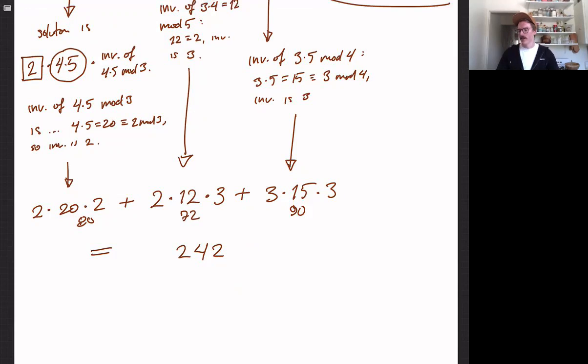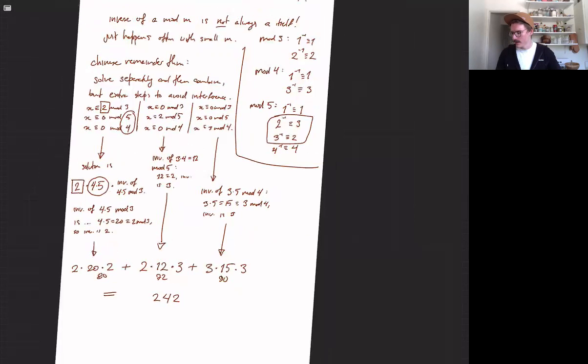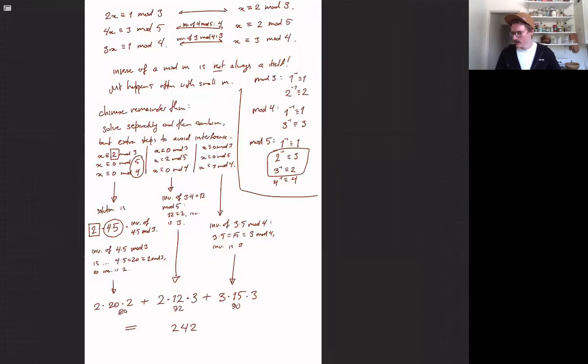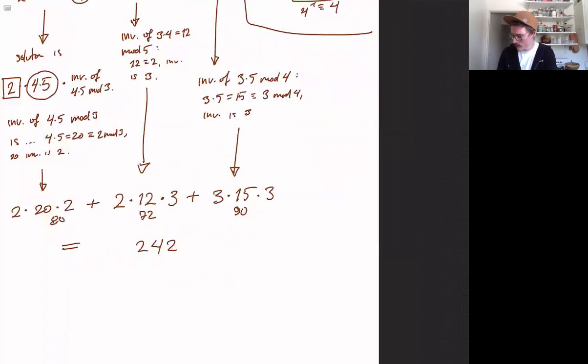And remember, the Chinese remainder theorem tells us also that a solution to this kind of congruence, to this kind of system, is unique modulo the product of the moduli. So we can take the solution and add any multiple of 3 times 4 times 5, which is 60, I believe.